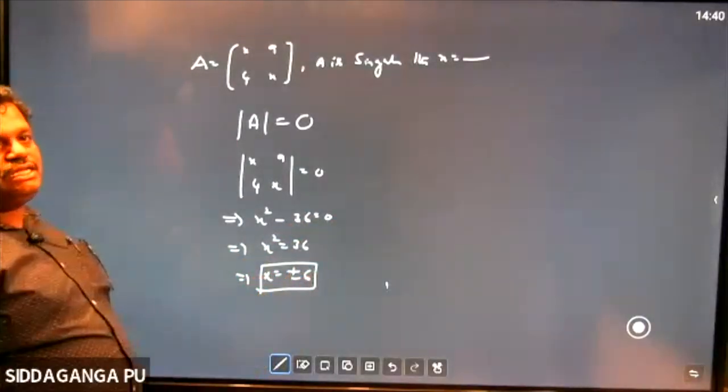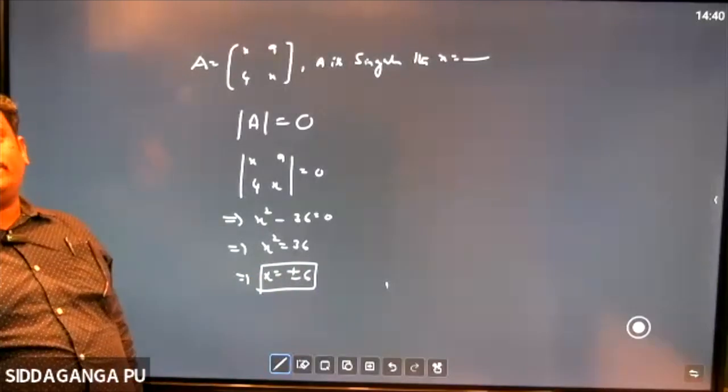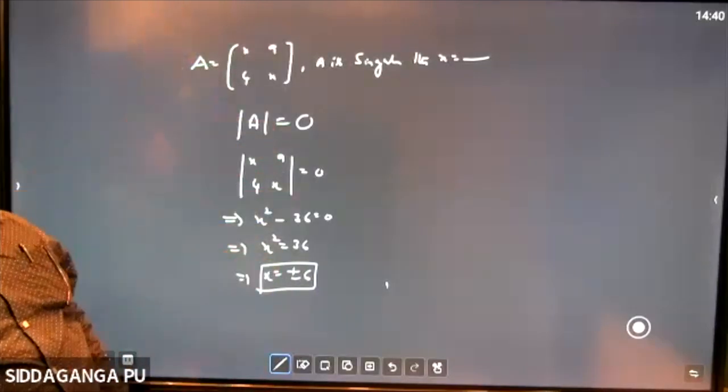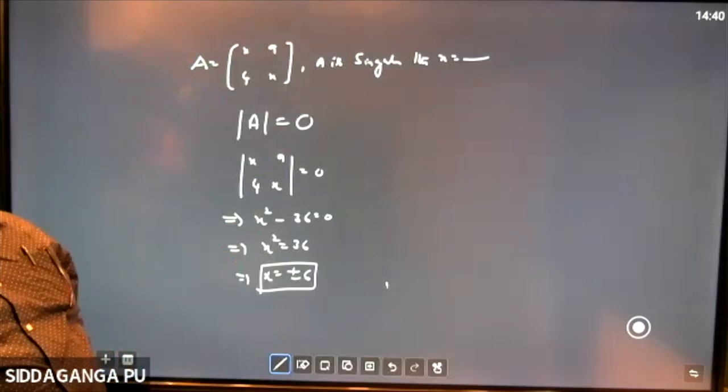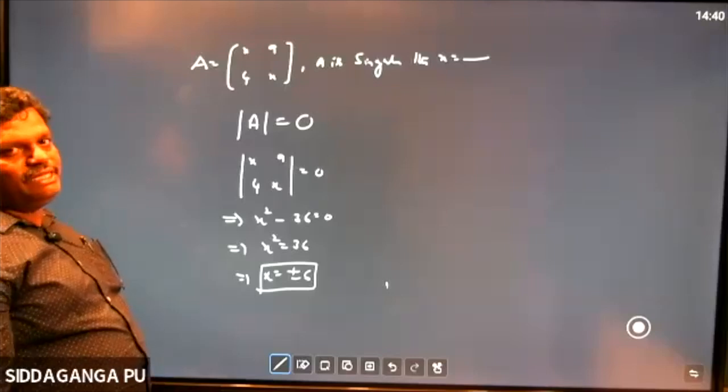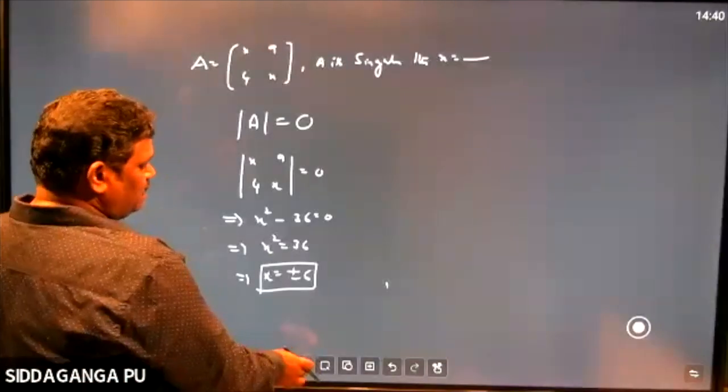Okay? So these are the questions given for singular and non-singular matrices. Any matrix given, we can find out whether the given matrix is singular, then we calculate the unknown variable of the given matrix. We can apply this method and solve the given questions.